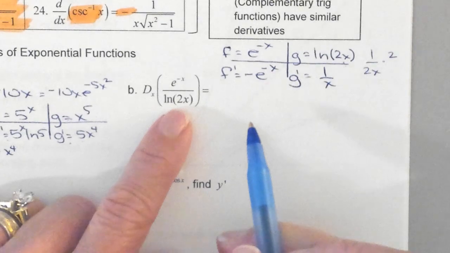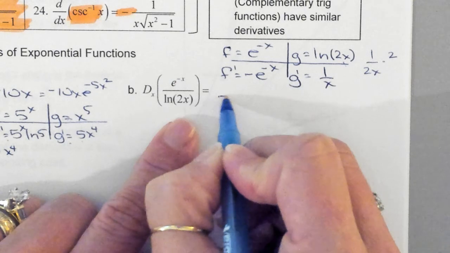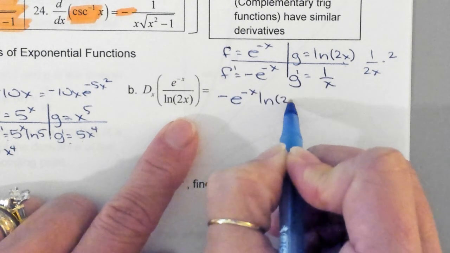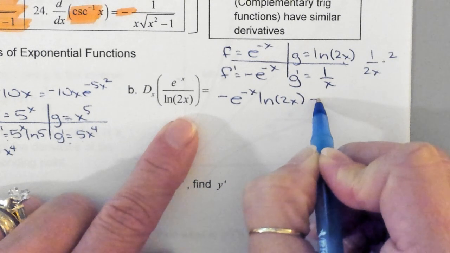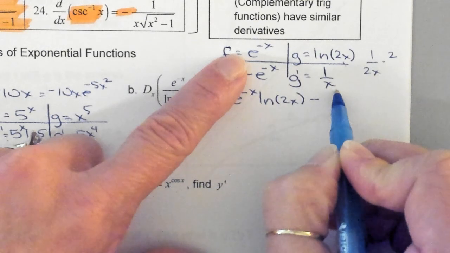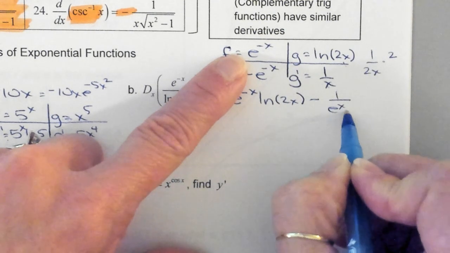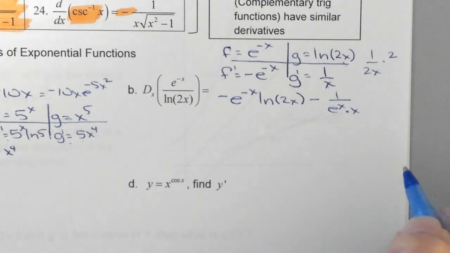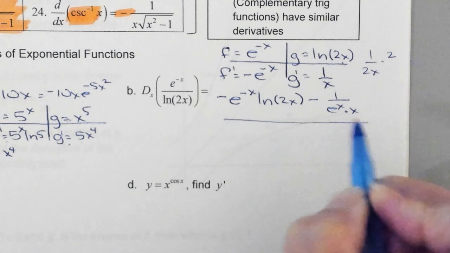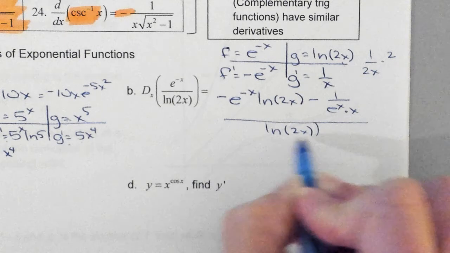Okay. So now this is f prime times g. So this would be negative e to the negative x times the natural log of the quantity of 2x minus fg prime. Isn't this right here? Can I write this as, because this is in the bottom and this would also be in the bottom, 1 over e to the x times x? Isn't that the same thing? And then this is all over g squared. So it is the natural log of the quantity of 2x, and this whole thing is squared.